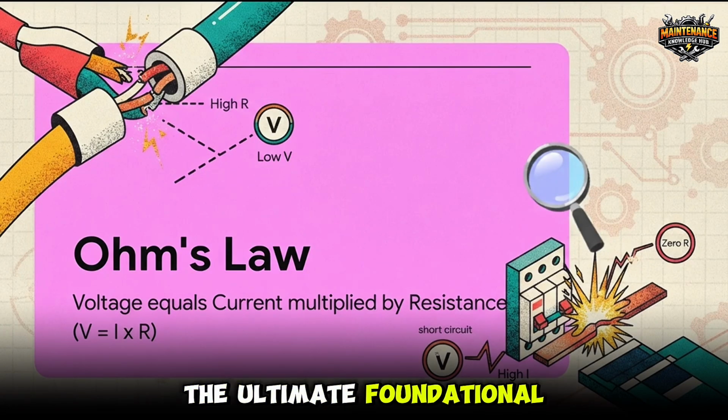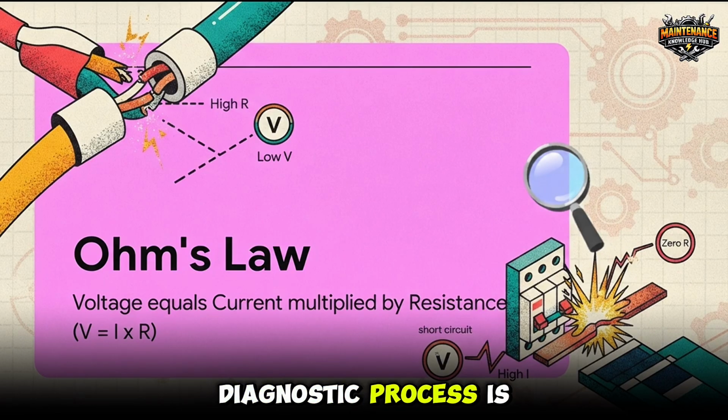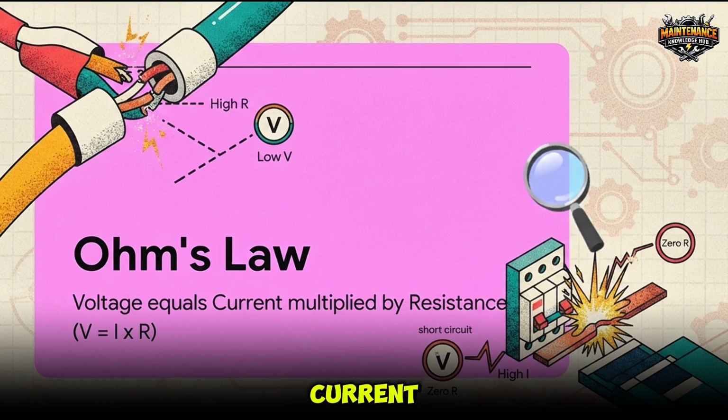And the ultimate foundational rule governing our entire diagnostic process is Ohm's law. Voltage equals current multiplied by resistance. I mean, this is inescapable physics. Whether it's a loose connection spiking the resistance and dropping the voltage, like we saw in our 5 why case study, or an earth fault causing a massive surge in current because resistance dropped to 0, Ohm's law is the driving force behind every single symptom you will ever investigate on the factory floor.